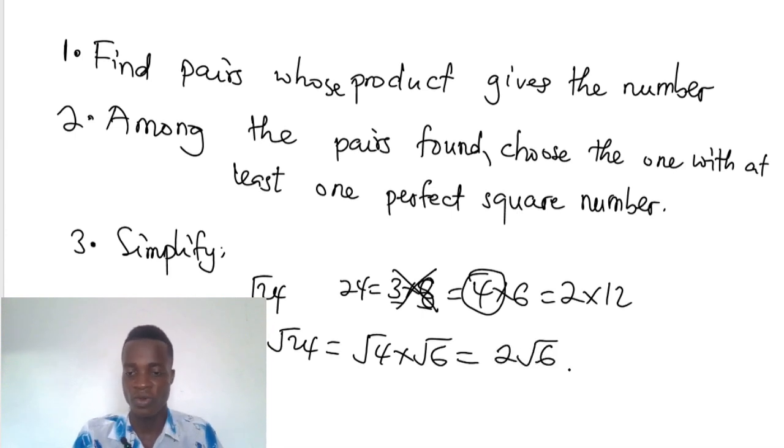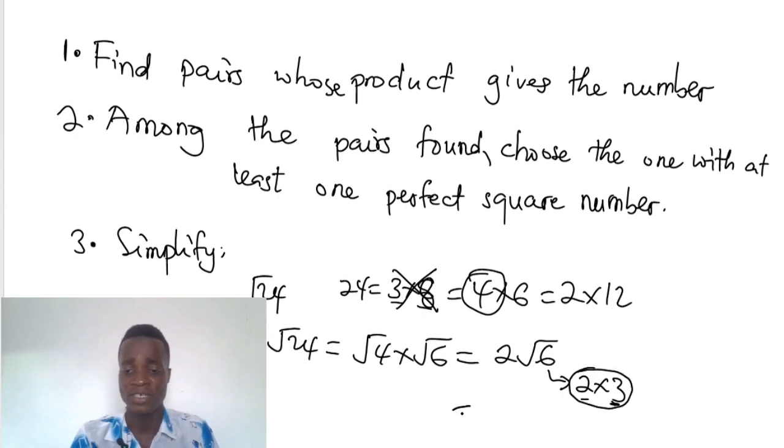6 is not a perfect square, it's not a prime. So after we are done, let's try to reduce 6 as well. If you reduce it, the only pair you have is 2 times 3, and 2 and 3 don't satisfy. There's no perfect square number inside. At the end of the day, we just leave it as such. So the answer is just 2 square root of 6. This is the result for 24, following the steps.